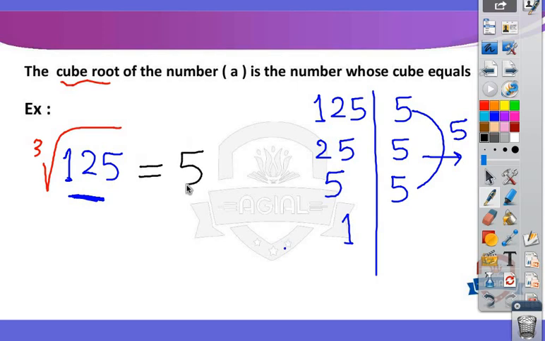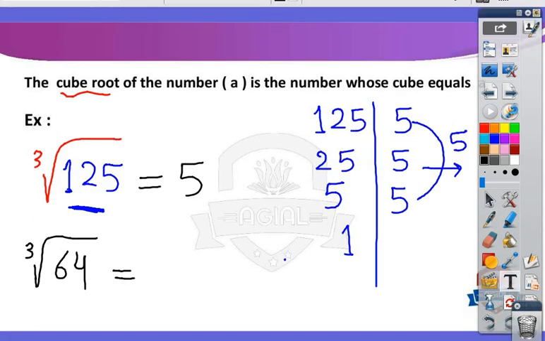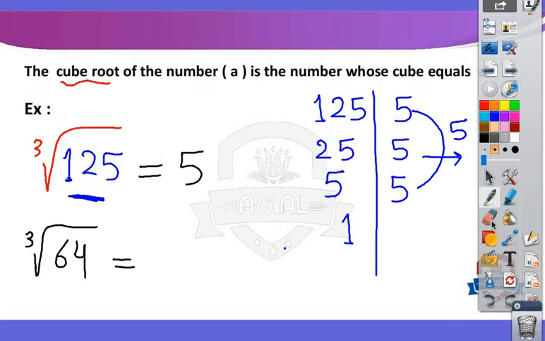So what is the cube root of 64? We will search for the number that, multiplied by itself 3 times, gives 64. The number will be 4. The cube root of 64 is 4.